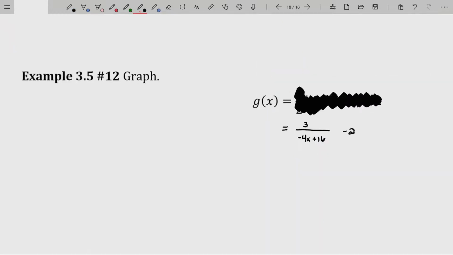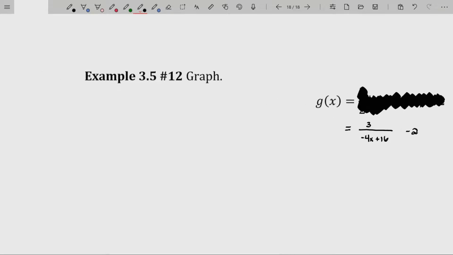All right, so in this next example, I actually adjusted it quite a bit. This was originally an absolute value, and I think that it would be better to see it this way. So if you look at the base function of this, peel away the -2, the 3, the -4, and the 16, that is just going to be y equals 1 over x. That's the base graph that we're dealing with.